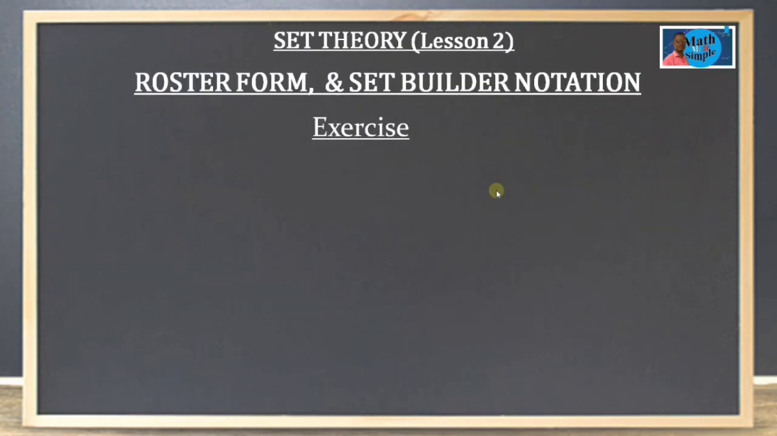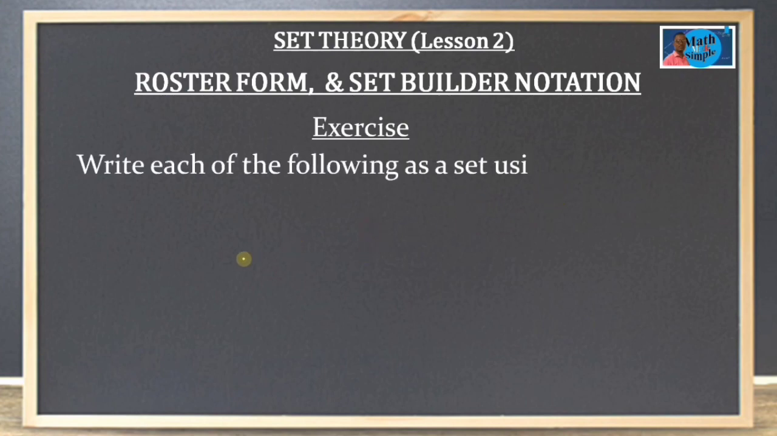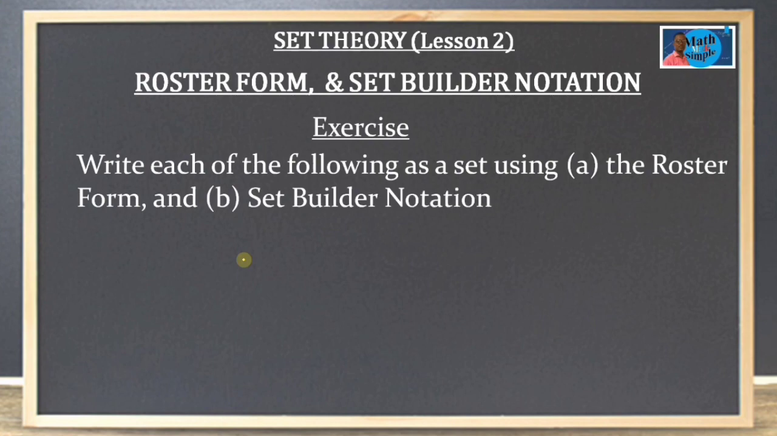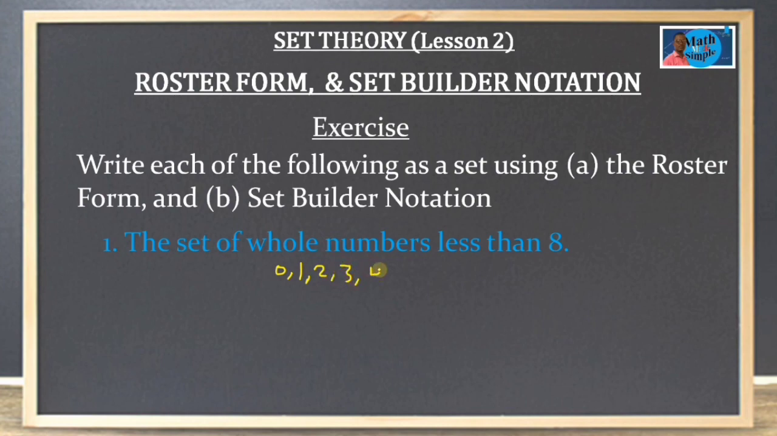All right. Okay, so let us look at these exercise problems. Write each of the following as a set using A, the roster form, and B, set builder notation. Number 1, the set of whole numbers less than 8. Okay, and we know whole numbers are numbers beginning from 0 up to infinity. So you have 0, 1, 2, 3, 4, 5, 6, 7.